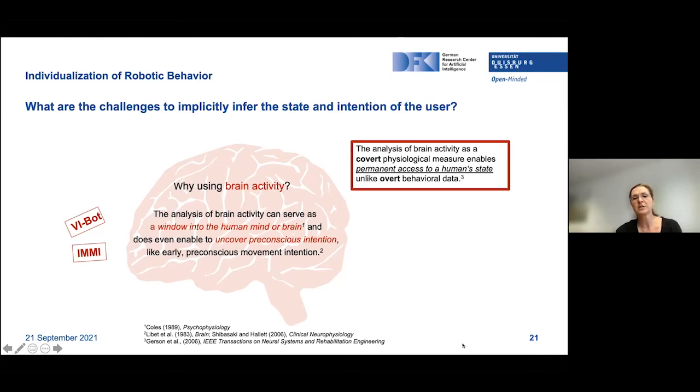So, and on top of that, Garrison said the analysis of brain activity is a covert physiological measure that enables permanent access to the human state. So that's also very important, because if you have a person that does not talk to you, then you don't know what to do. You cannot force it. But brain reading is always there, right? Brain signals are always there, like other psychophysiological data as well, of course. And that's also an important thing. So you can see that in general, yes, EEG is very useful for implicit state and intention recognition.